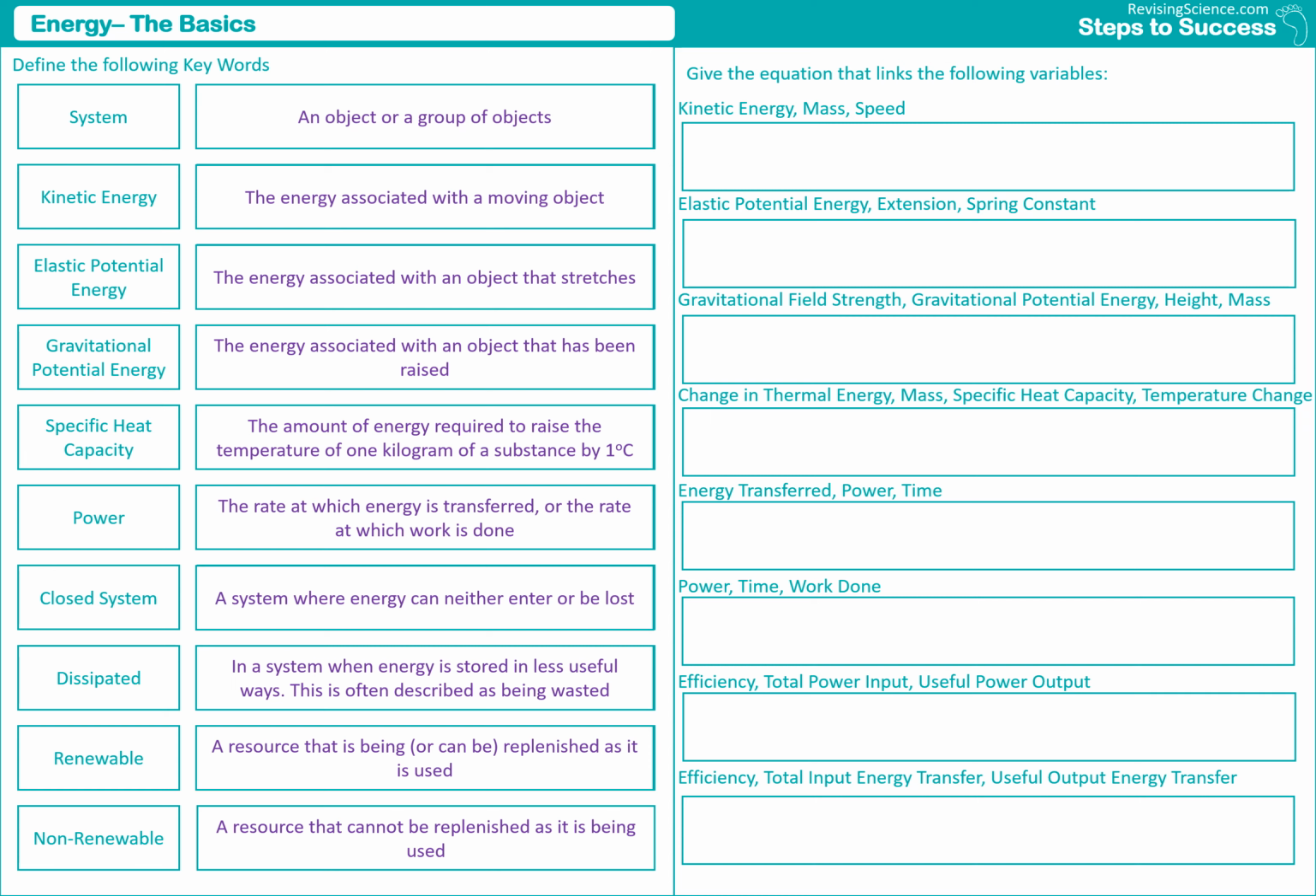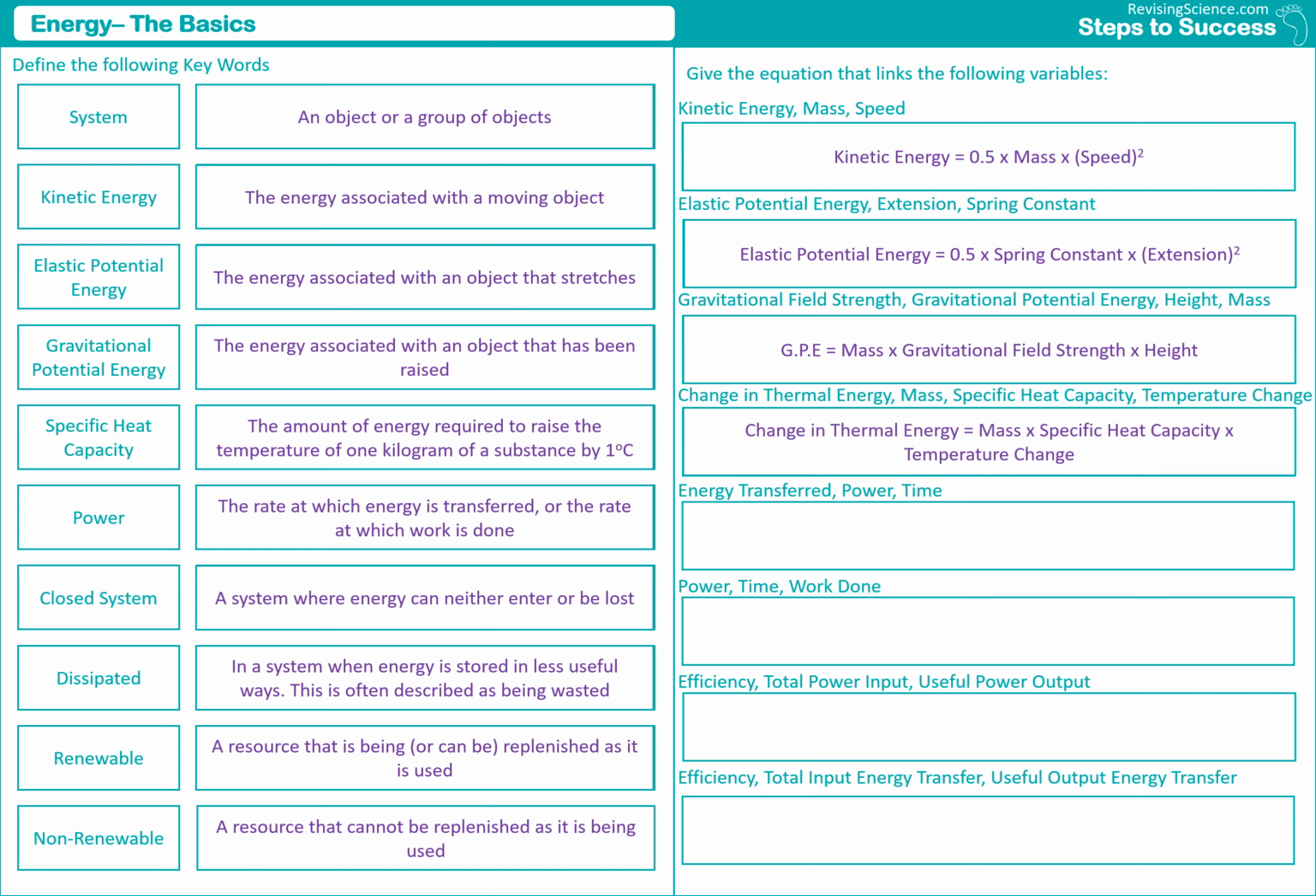The energy topic contains a lot of the formulae that you need to learn. Let's go through them now. Kinetic energy equals half multiplied by mass multiplied by speed squared. The elastic potential energy equals a half times the spring constant times the extension squared. GPE equals mass times gravitational field strength multiplied by height. The change in thermal energy equals the mass times the specific heat capacity multiplied by temperature change.